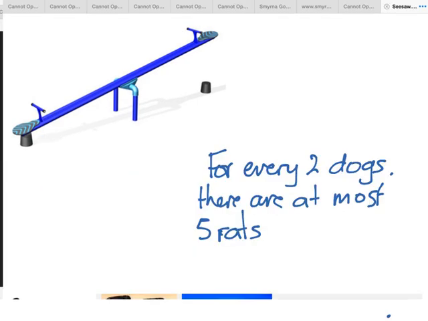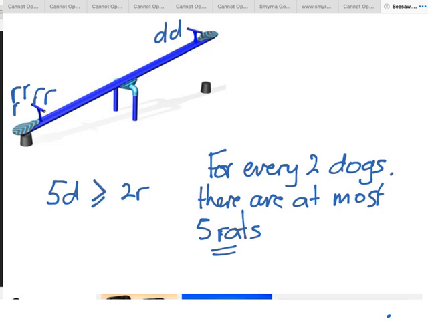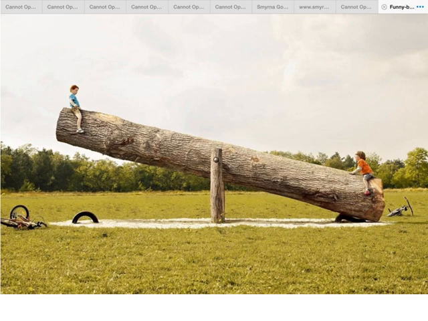For this one, we would put the rats at the bottom. We have 5 of them, and the dogs at the top. So 5D, 2R. That will give us 10 on each, and for every dog there are at most 2 rats. So the rats can't exceed the number of dogs, so we get 5D greater or equal to 2R. And for big equations, use a big seesaw.